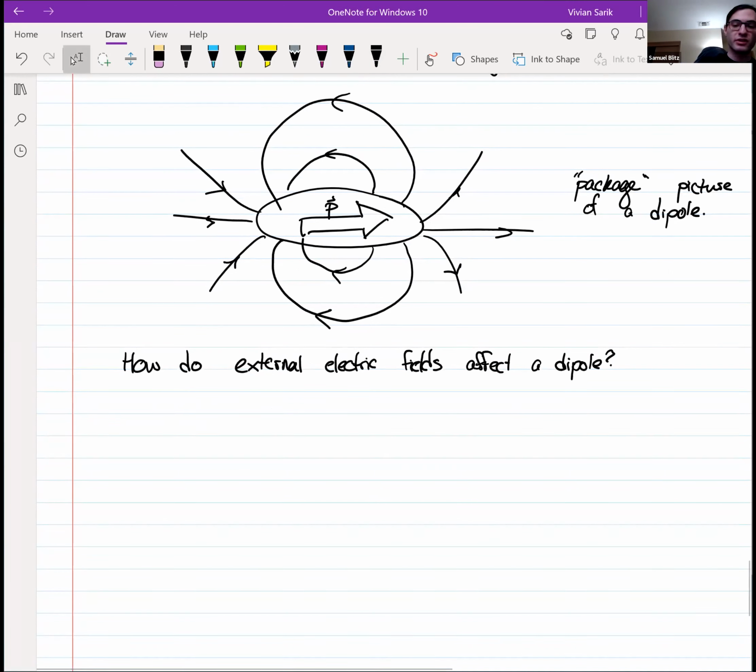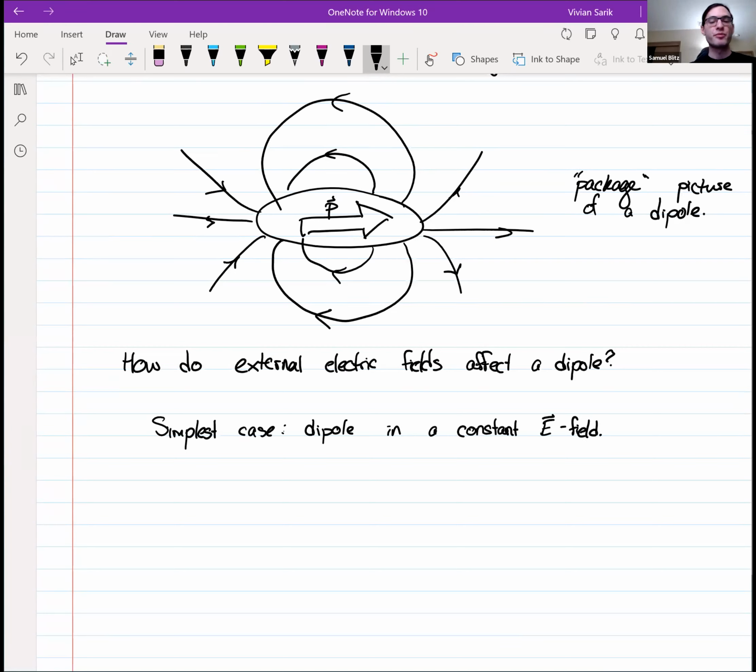So let's look at the simplest case, the simplest external field, where we have the dipole in a constant E field. Now, a constant E field means that both the direction and the magnitude of the electric field are the same at every point in space. It's just always pointing in one direction and always has the same magnitude. We depict that with our field lines as just straight lines in a direction. I'm going to put our dipole somewhere here, and I'm going to zoom in on the dipole so we can get a better picture.